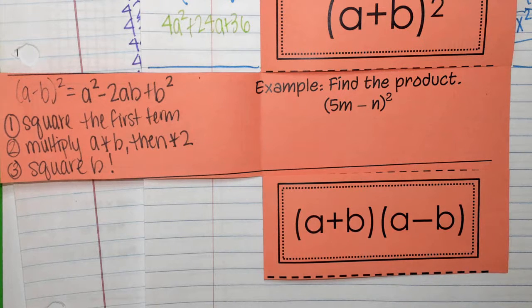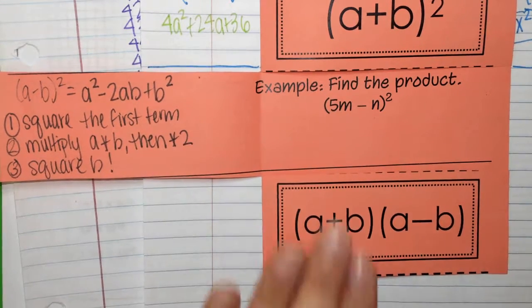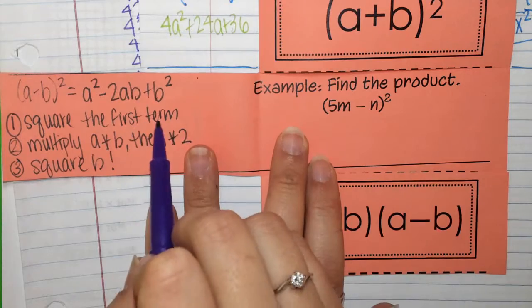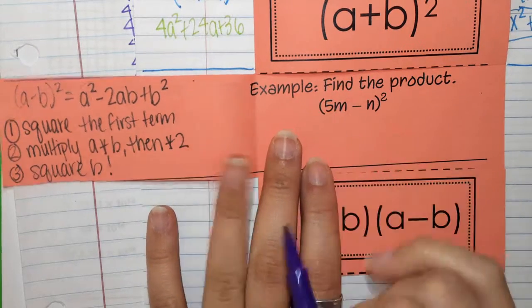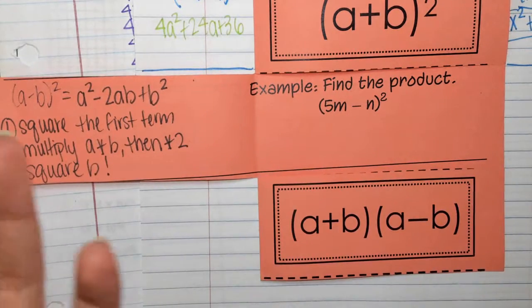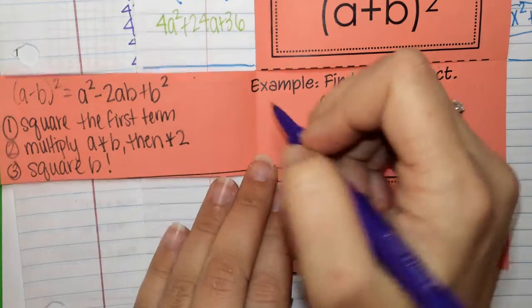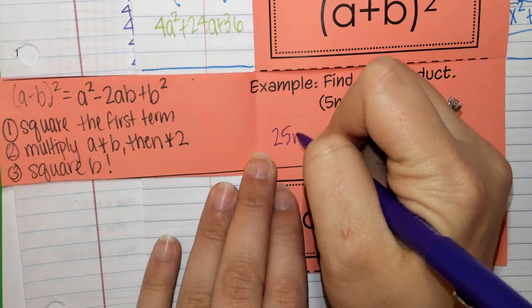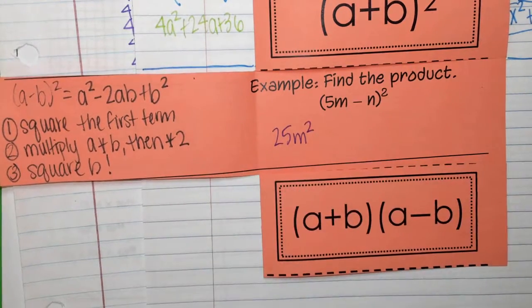Are we ready? Alright, so step 1 is to square the first term. What's our first term right here? And when we square that, what do we get? 25m squared. Look at us go.